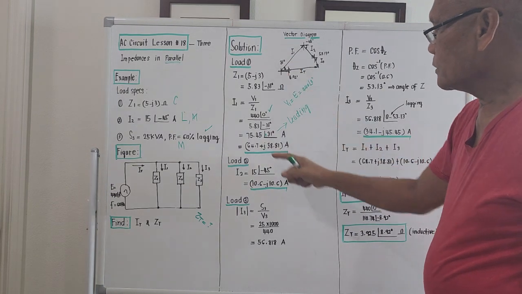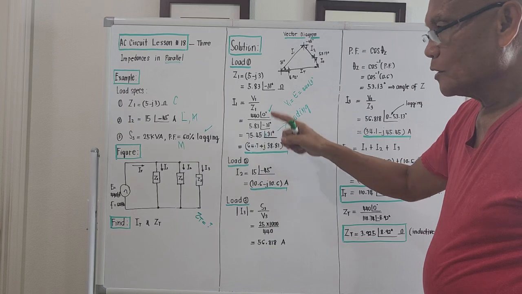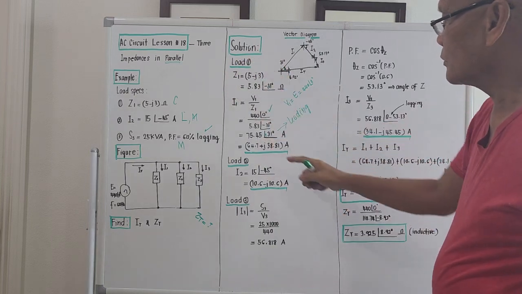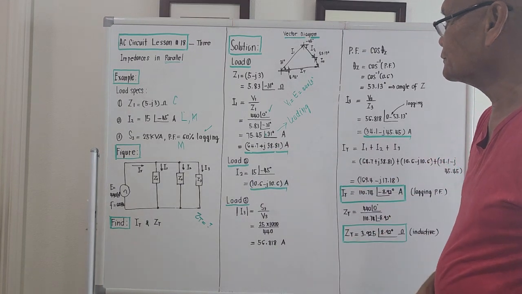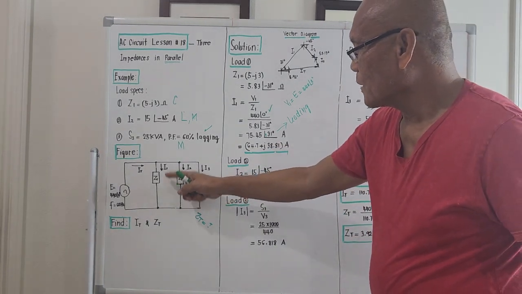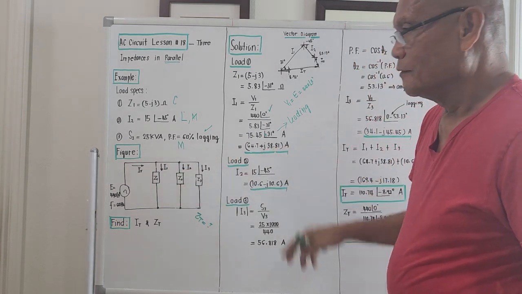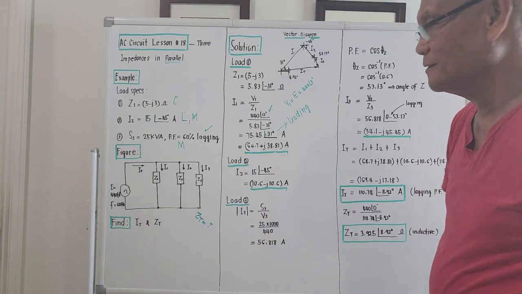31, take cosine multiplied by 75.45, that is 64.7. 31, take the sine value multiplied by 75.45, that will be 38.81. Okay, so we now know the current passing through load number 1 in terms of rectangular. So actually we are on the 1/3 portion of the solution.